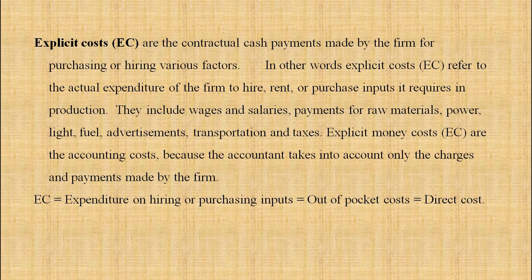Explicit money costs are the accounting cost because the accountant takes into account only the charges and payments made by the firm. So, explicit cost is equal to expenditure on hiring or purchasing inputs, which is equal to out of pocket cost, which is equal to direct cost. There is a difference between implicit cost and explicit cost.